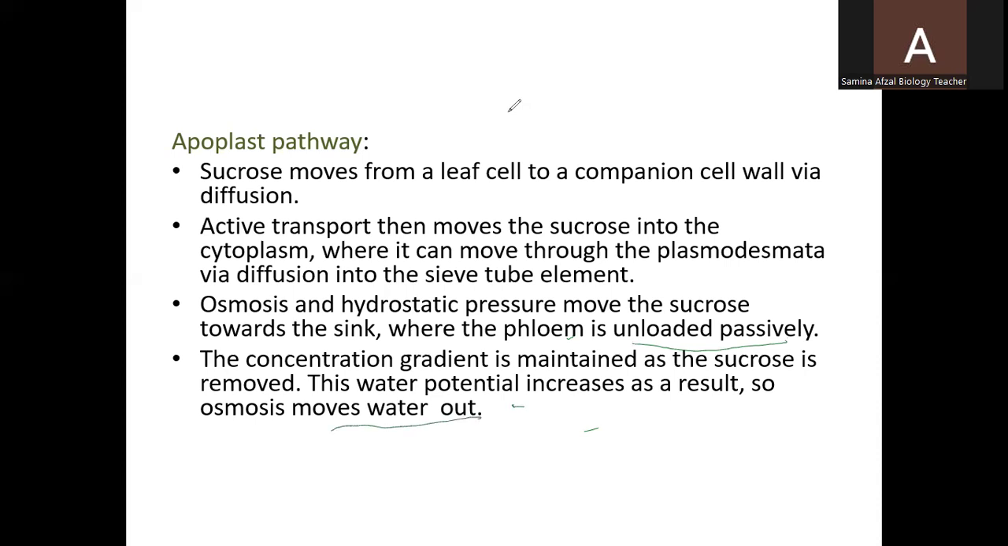So these two methods, the symplastic or apoplastic pathway, are adopted when the food is loaded at the source and the assimilates are unloaded at the sink. So in this way, the transportation of assimilates takes place in plants.